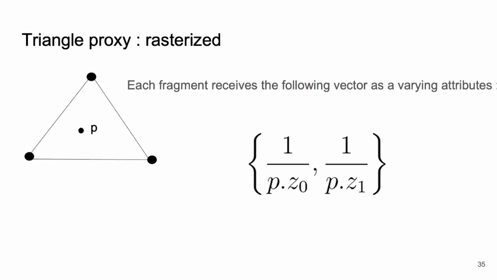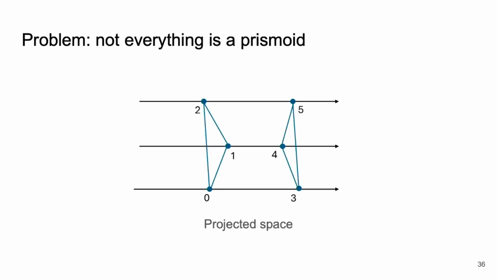Finally, when you arrive in the fragment shader, each fragment shader invocation will receive two depths, so 1 over the depth of the front faces and the depth of the back faces of this peculiar shape. So now we have a big problem. Not everything is made of prismoids. And so now I'm going to explain how we can generalize that to tetrahedra.